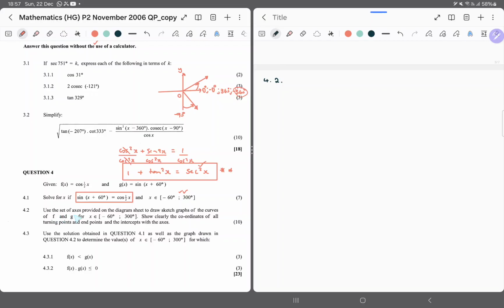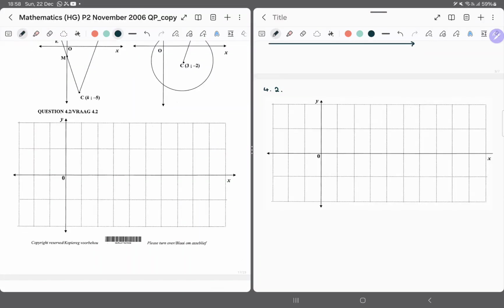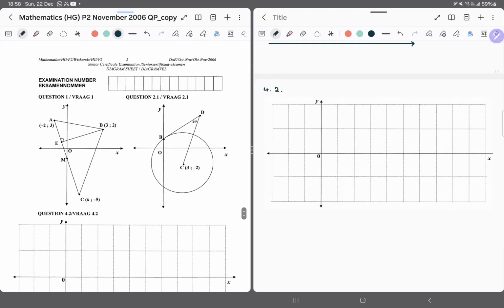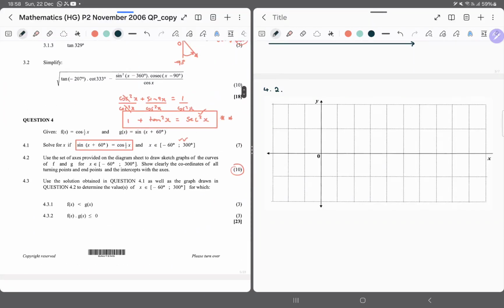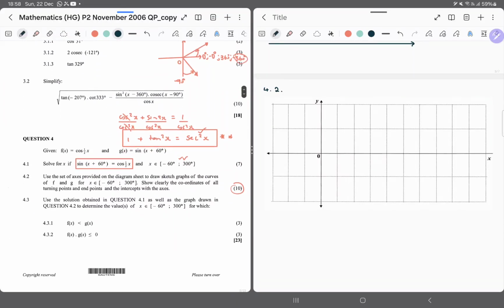Now 4.2, we need to use the axis provided in the diagram sheet to draw sketch graphs of the curves of f and g for the given domain we just solved. We need to show clearly the coordinates of all turning points and the end points, and the intercepts with the axes, for a very good 10 marks. I mean, this is very simple. So let's go find the grid. Okay, guys, so I've copied that grid into our answer book. So let us keep moving in the right direction.